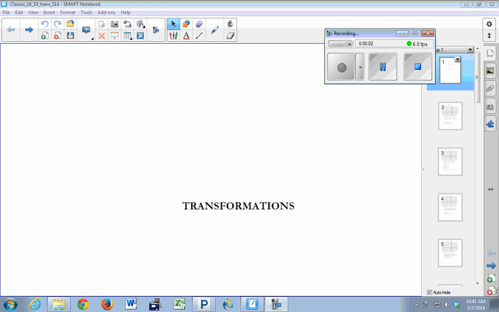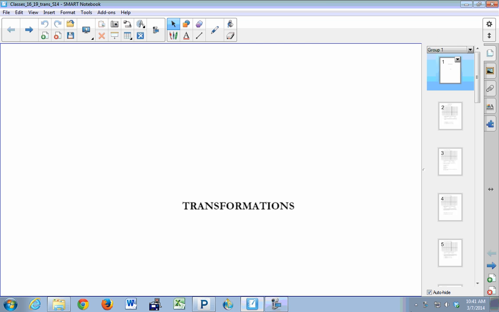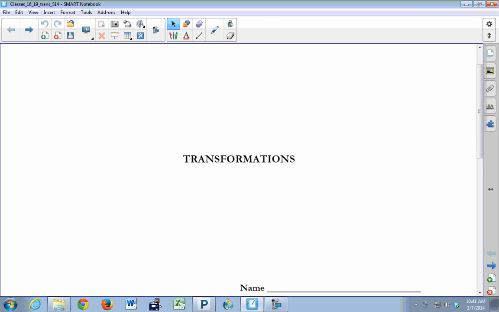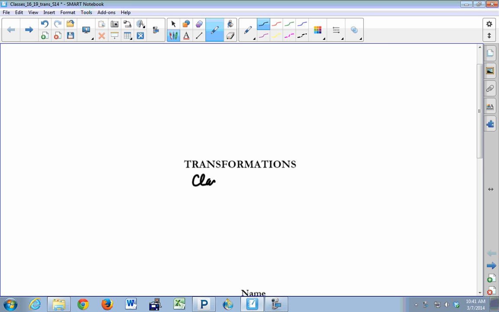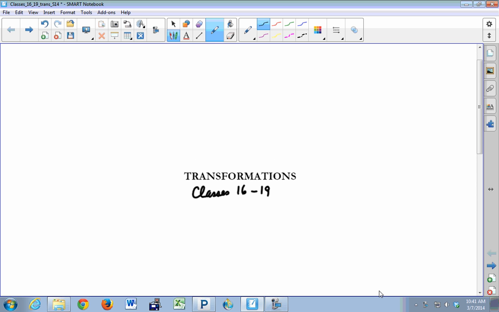Today's packet that you picked up says transformations on it, and we will be covering transformations for the next 3 classes. Okay, so transformations will be classes 16 through 19. So this is going to take us through next Wednesday's class. We're spending 3 full classes on it, and so it's a very important topic in terms of functions, because you're going to be using this idea not only throughout the course, but in the courses that you take after this.